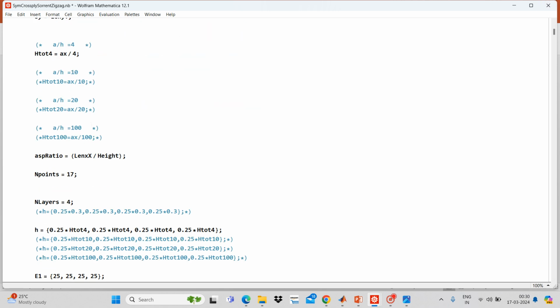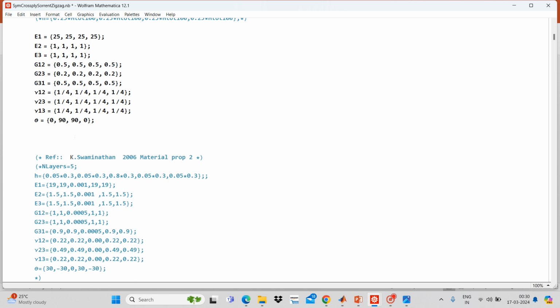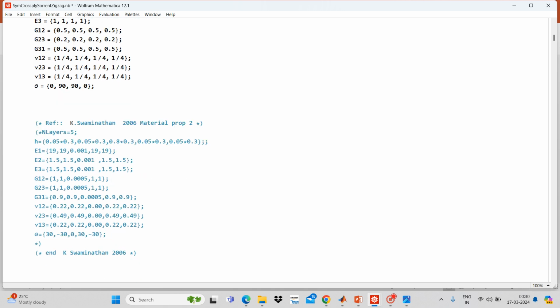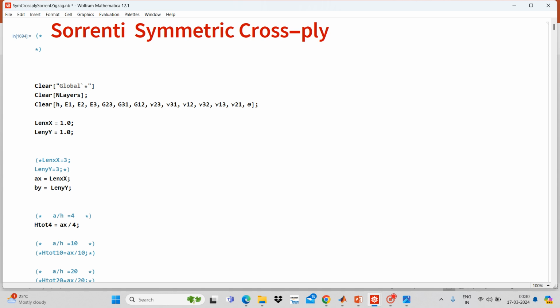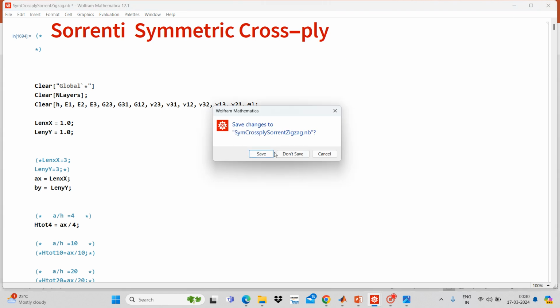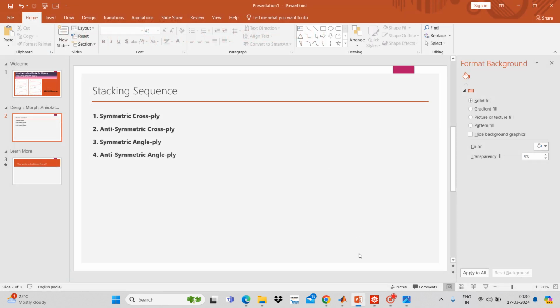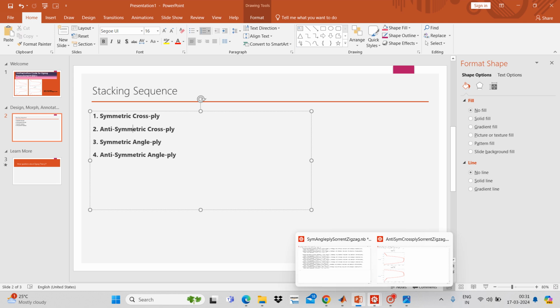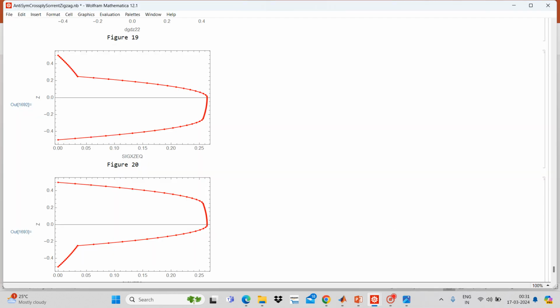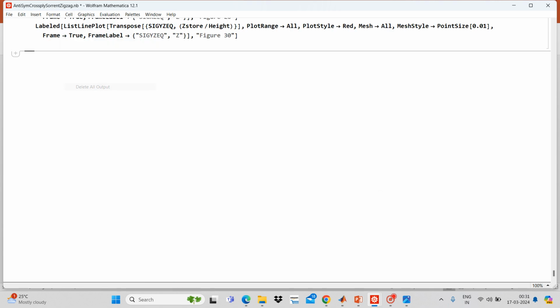Let's do it for one. Let us see another case. It was symmetric cross-ply, now we will see anti-symmetric cross-ply. So let's cut this and we will go to the anti-symmetric. The second one is anti-symmetric cross-ply. So we are going to see the anti-symmetric case. We will delete this output and we will run it again.